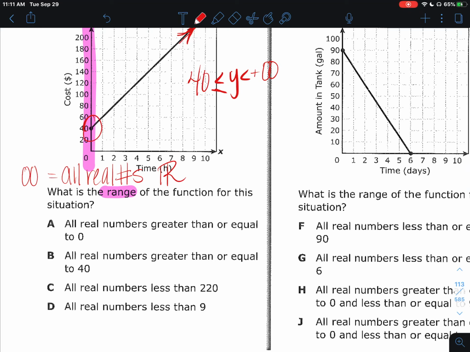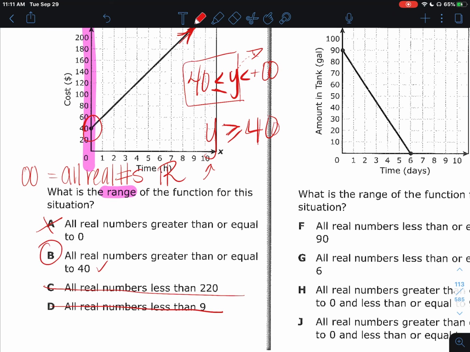No, we started at 40, so no. All real numbers greater than or equal to 40. So if I look at this from this way, y opening towards y, 40. So all numbers, y, greater than or equal to 40. Okay, that matches. And these guys are certainly ridiculous. So my correct answer is B.